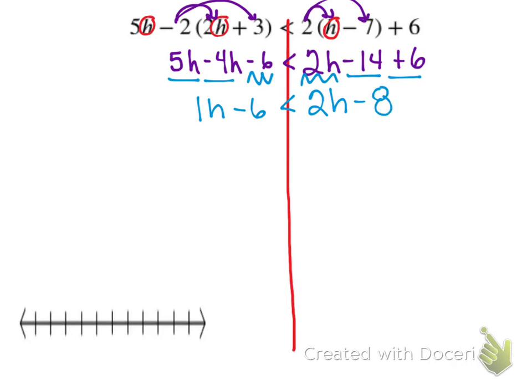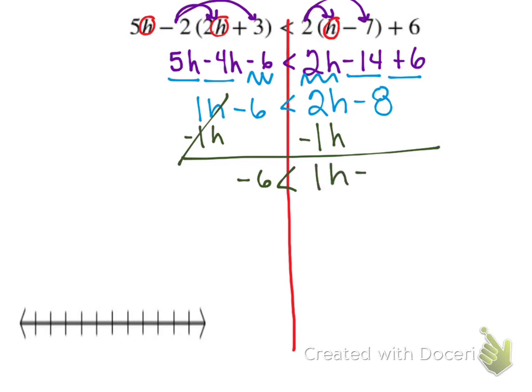Okay, next step, I want to get my variables on the same side. So that's step 2. I do that by picking on the little guy. So is 1h or 2h, which one's my smaller number? Well, it's going to be 1h. So I'm going to move this positive 1h from the left side to the right side. I do that by doing the inverse operation, or the opposite. So since it's a positive 1h, I'm going to subtract 1h from each side. Bring down a -6 is less than 2h minus 1h is going to be 1h minus 8.